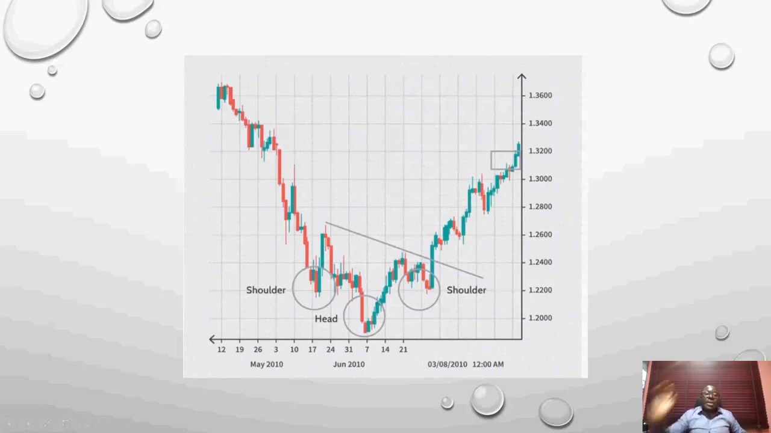So you see market price reverse. Here is the neckline. It joins the low point of the left shoulder and also the high point of the right shoulder. You join them. The moment you join it, the break of this neckline is where you begin to look for a trading position.